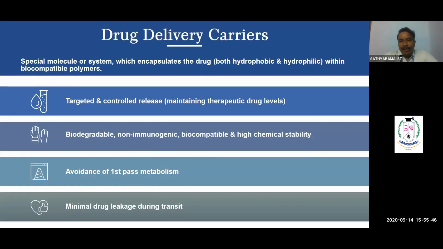Okay, so the drug delivery carriers. When we are trying to design these kinds of compounds, they are special molecules or a system which encapsulates the drug. It means that it has both a hydrophobic as well as a hydrophilic part within the biocompatible polymers. Okay, we'll come back to one word here. It's called biocompatible polymers. It means that when any kind of compound is taken up into the system, there can be antigenic reactions happening inside the body.